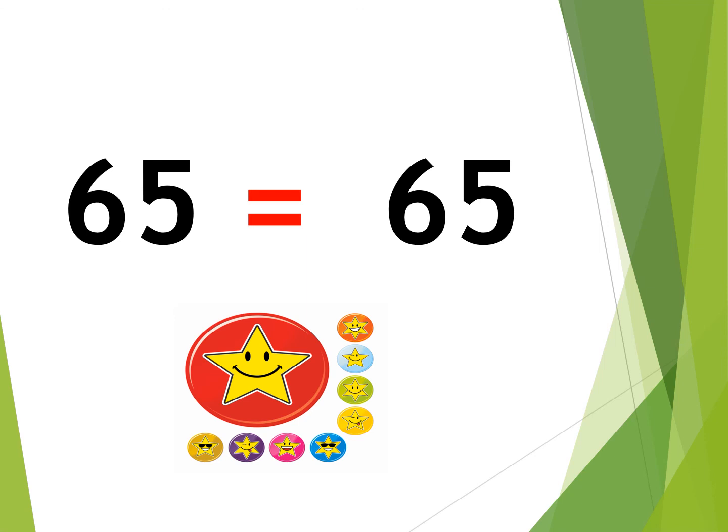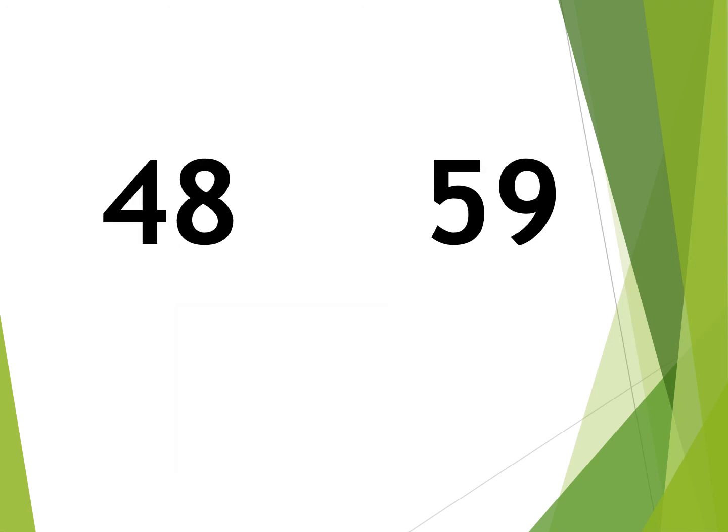Very good. Super. Now, 65 and 65. Here you can observe, isn't it? Both the numbers are equal to each other. So, the alligator will not be eating any number. Yes, you are correct. We will be reading it as 65 is equal to 65.